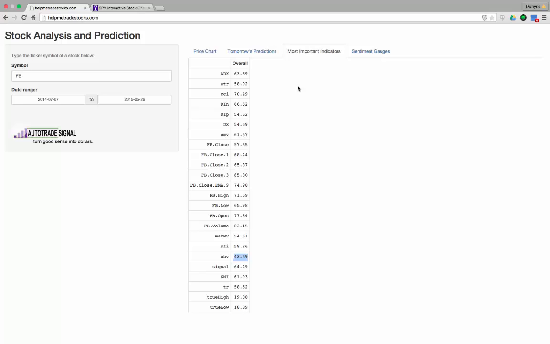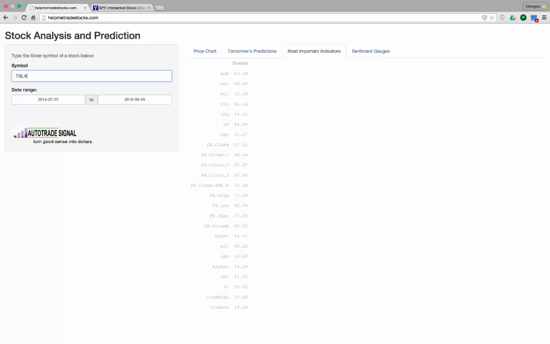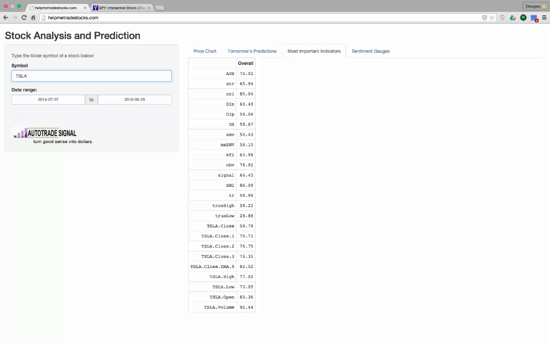Conversely, if you have a particular symbol that you want to trade, you can go in, put in the name of the stock, and it will tell you exactly which indicators are most powerful in determining the price movement for that particular stock.